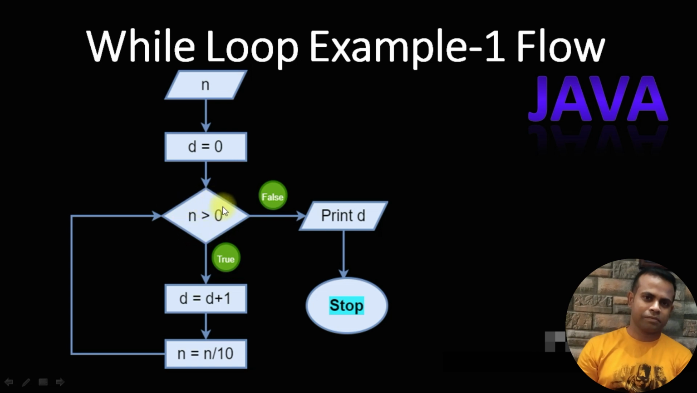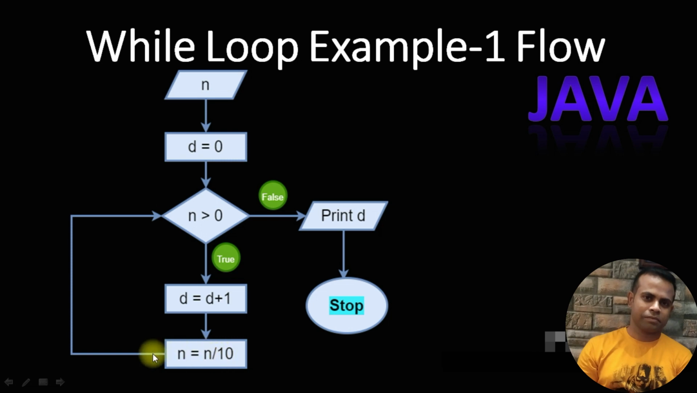Our loop condition is: if n, the number entered by the user, is greater than 0, that means my condition is true, then it will come this way and update the d value. Previously it was 0, right? Then it will update d = d + 1, meaning 0 plus 1. And in the same loop it will set the n value: n = n / 10, where n is the number the user inputted, divided by 10.